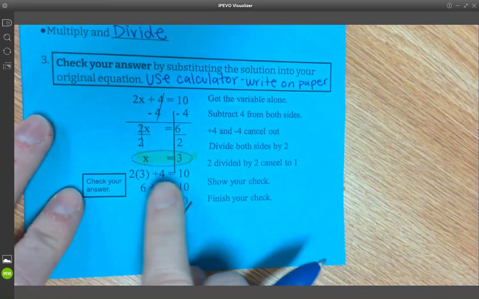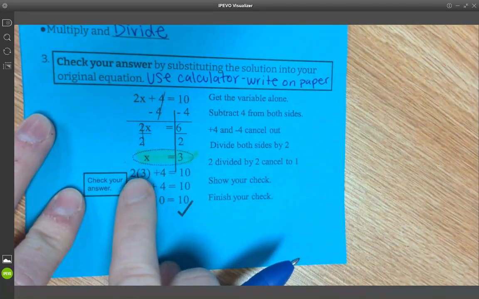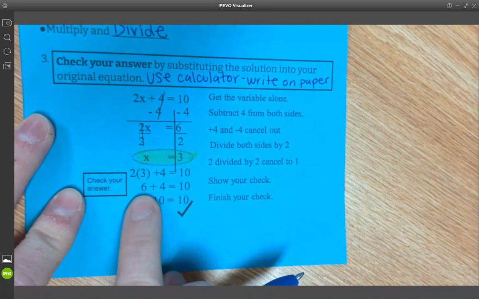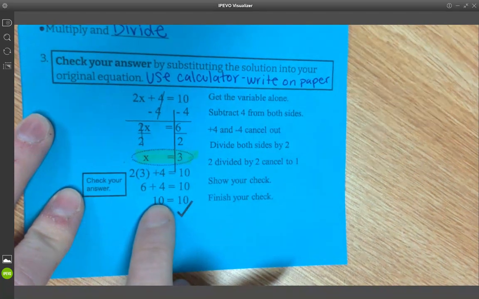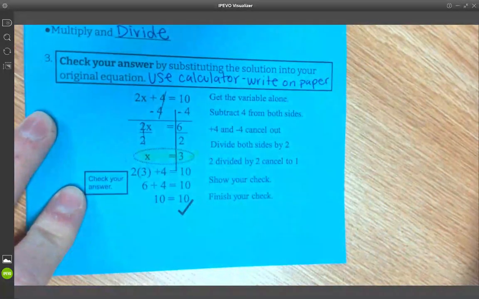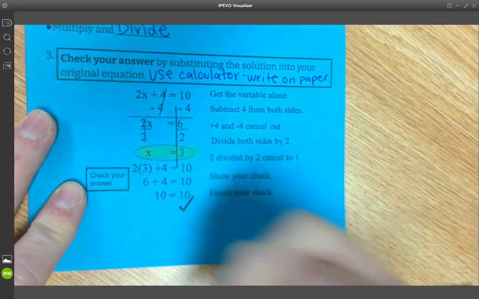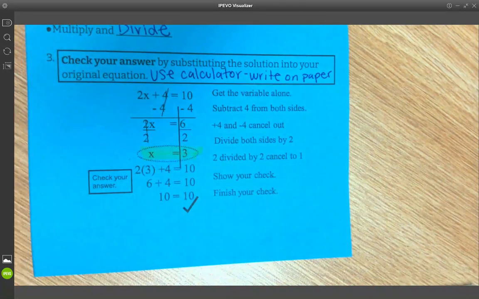Then to check your answer, 2 times 3 plus 4 equals 10. So I subbed in the 3 for x. 2 times 3 is 6. 6 plus 4 is 10. So I finished and I showed that it is true. So that is one way of checking your work. That will be how we can show it. I'll show you all another way in the calculator today too.